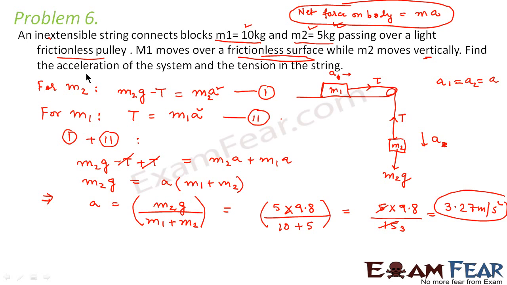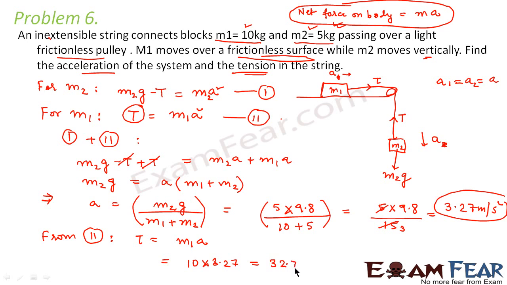Now the question asks to find the acceleration of the system and the tension in the string. Now once you have got the value of a, it is very easy for you to calculate the value of T. So from equation 2, you can say T is equal to m1 into a. So what is m1? m1 is 10 kg into 3.27. So it comes out to be 32.7 Newton. So this is the tension. I hope this is clear to you now. Since we are solving many different kinds of problems, I guess the concept is getting clearer to you as we proceed further. Let's go ahead and see more examples.